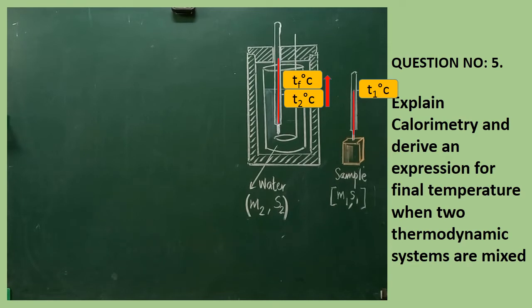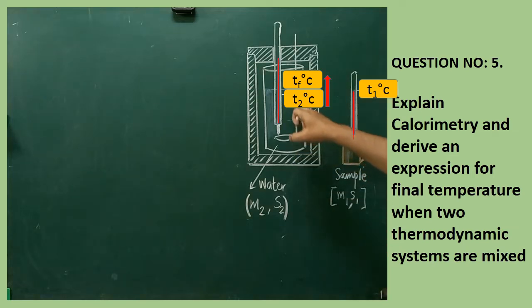Using the calorimetry concept and the calorimeter, we are able to measure the heat lost by the hot body or the heat gained by the cold body. Not only that, the final temperature of the mixture can also be found out. Here I have taken one sample, the object that is to be heated. After heating, the temperature of the hot sample is measured with a thermometer. Its temperature is measured as T1 degree Celsius.